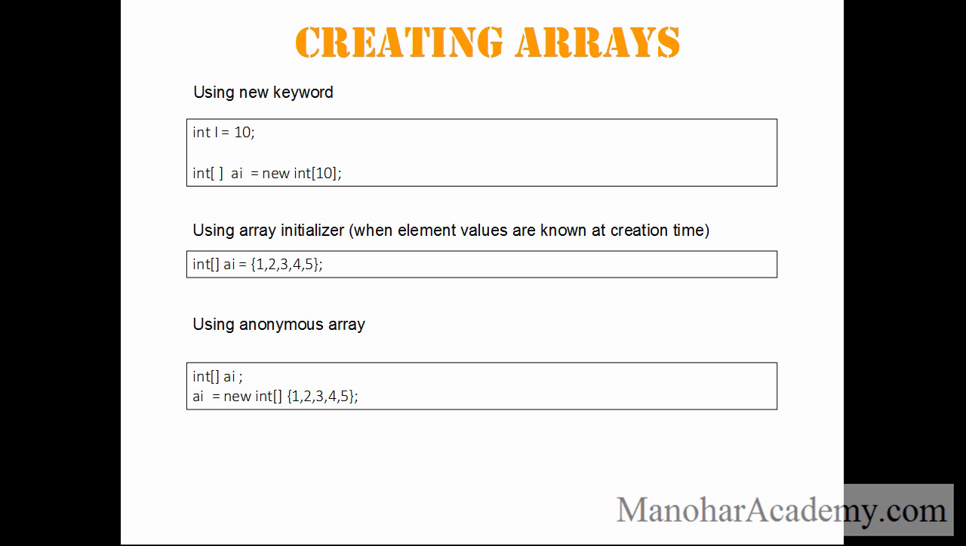Also, we have anonymous arrays. Here new int 1 2 3 4 5 is an anonymous array. We are creating that anonymous array and we are assigning it to an existing variable, a variable of array of integer. So here we are able to see all the ways of creating arrays, like using new keyword, using array initializer, even using the anonymous array.